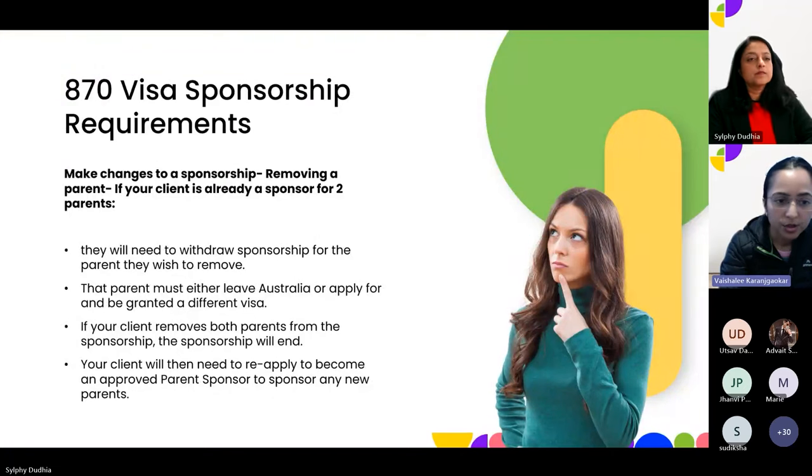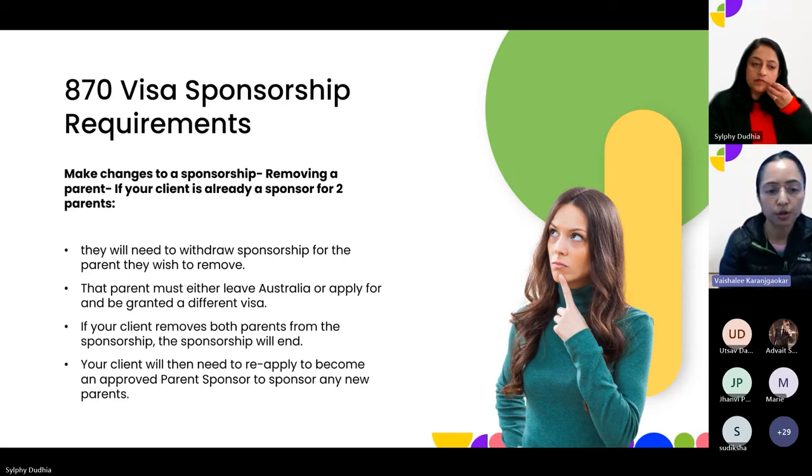Here again, in addition to adding a parent, you can also remove or replace a parent. If you are trying to remove a parent, they will need to withdraw the sponsorship for the parent that they wish to remove. If you want to remove one of the parents from the sponsorship, you can make an application for that. If a parent is removed, the parent must either leave Australia, because they would not have any scope of staying here if they are not eligible for a sponsorship, or, if there are further reasons to stay here, they can apply for a different visa if they meet the eligibility requirements.